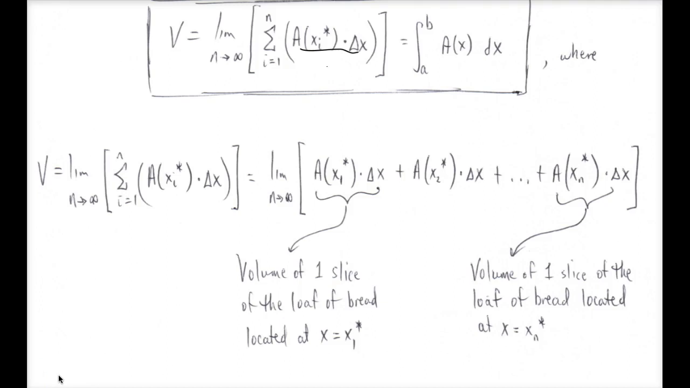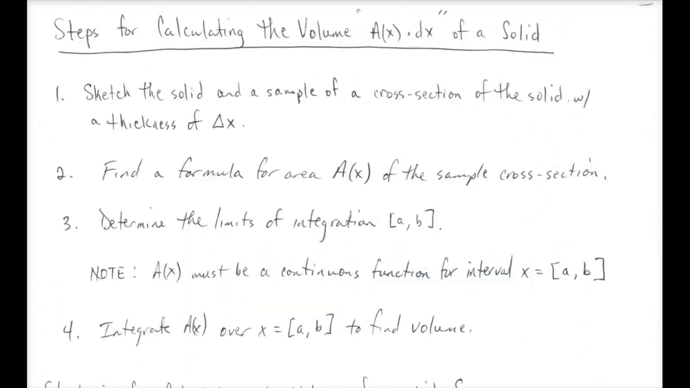All right, so before we get into the nitty-gritty of it, just showing you here the volume, we could rewrite this particular portion here as just being a sum of all these different areas. And of course, depending upon what sample x value we want to consider, that will let us know what corresponding area with what small thickness is at those particular places, and we just add them up. All right, so the steps for calculating the volume, A sub x times the infinitesimal thickness dx, of a solid start off with first sketching a solid and a sample of the cross section with the thickness of delta x, so that we can get an idea of what it is that we're dealing with.